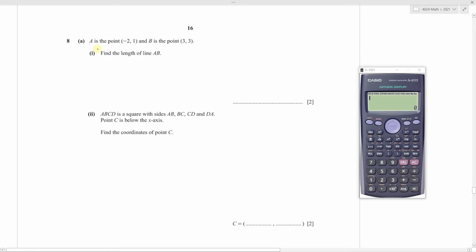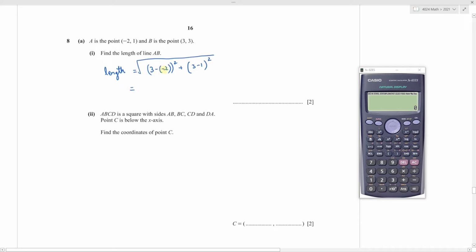Question number 8, part A. A is the point minus 2, 1, B is the point 3, 3. Find the length of line AB. So your length will be the x2 minus x1, which is 3 minus minus 2 whole square, then plus y2 minus y1, which is 3 minus 1 whole square, and then square root of this value.